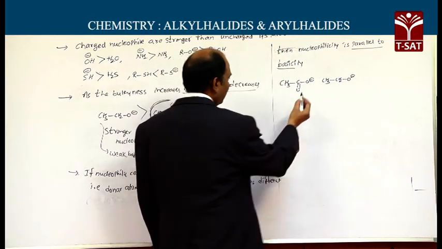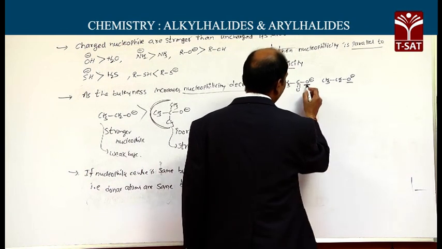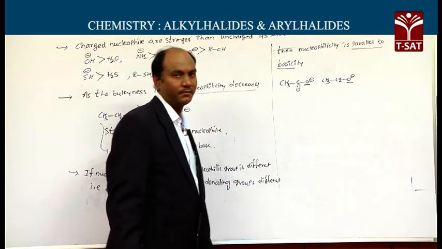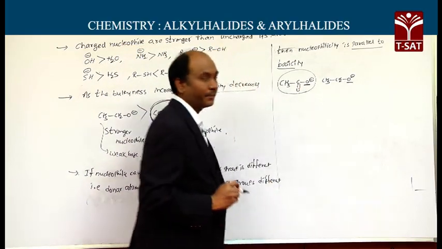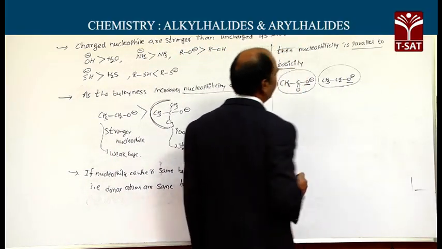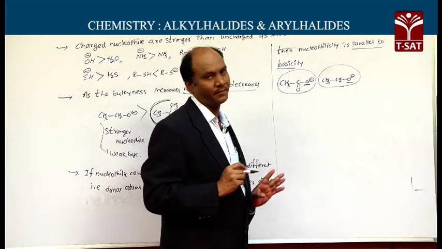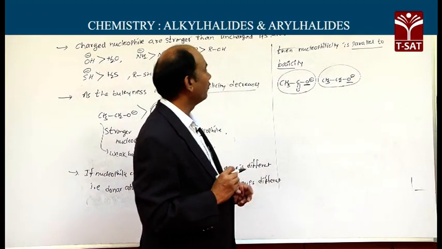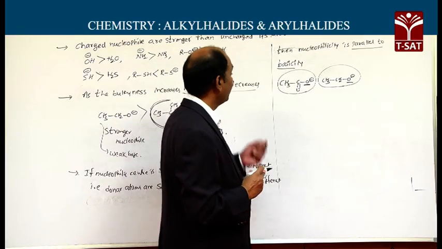Suppose CH3 C double bond O minus and CH3CH2 O minus. Here the donor atom is oxygen. This is a donor atom, this is also a donor atom. This whole group is called the donating group, and here also this whole group is called the donating group. The donor atoms are the same, but the donating group is different. Then what happens? Nucleophilicity is parallel to basicity.